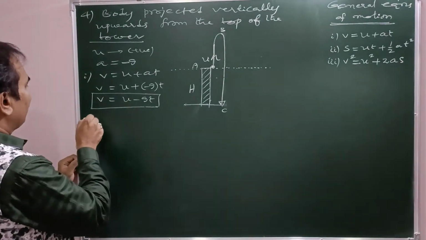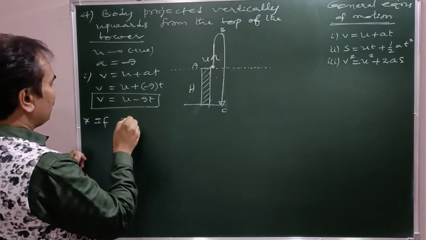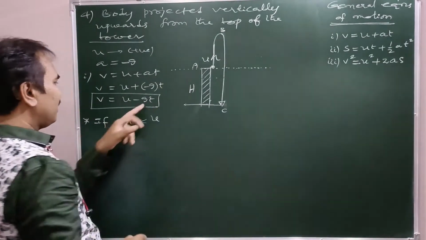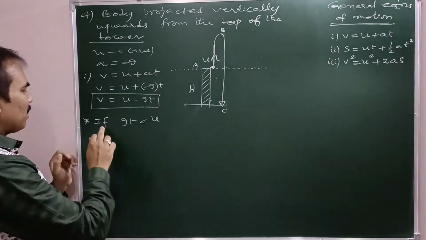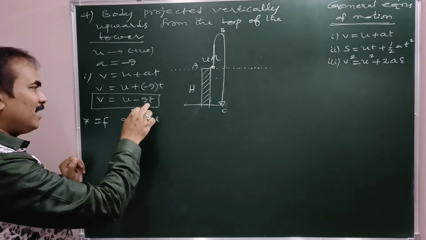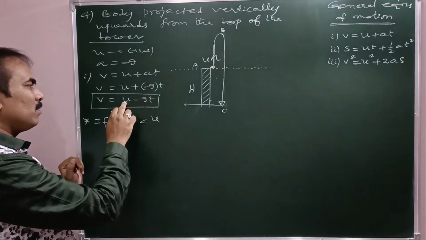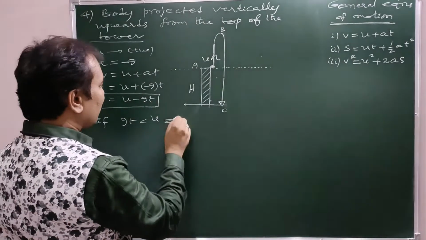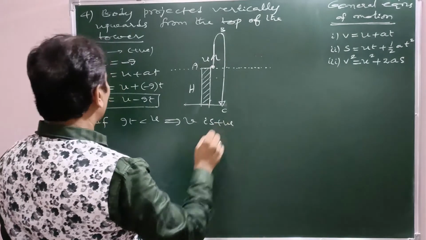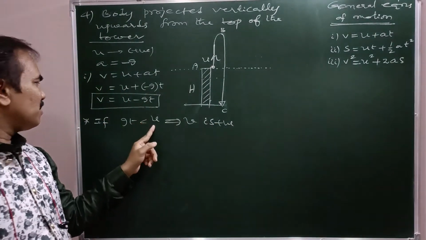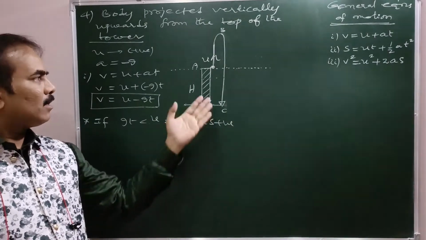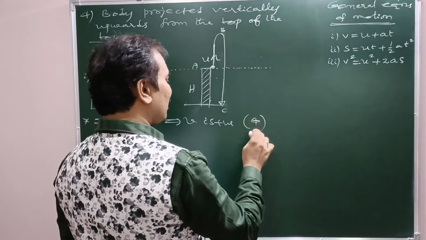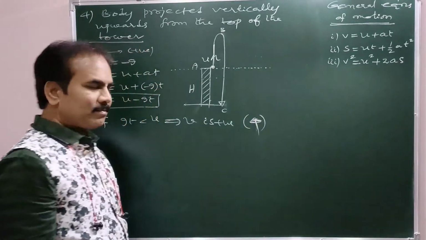Now see, if gt is equal to 0, v equals u naturally. If gt is less than u, this is negative, this is positive, so the positive value is greater than the negative value. What is the resultant? V is positive. Final velocity is positive. So if gt is less than u, V becomes positive. What is the meaning? Still the body is going up, still going vertically upwards. Am I right?